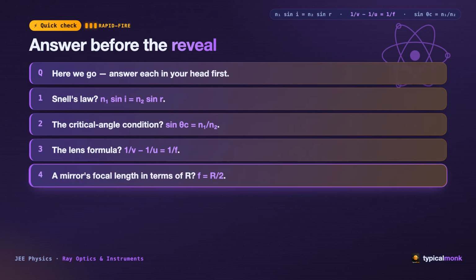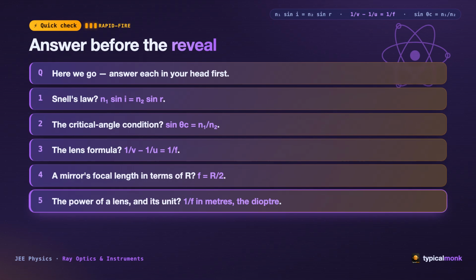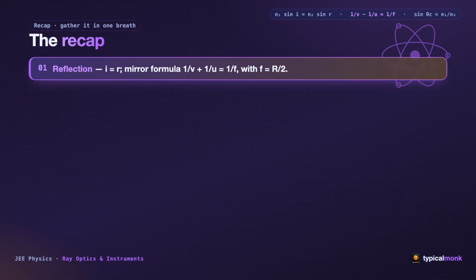Question 4. A mirror's focal length in terms of r: f equals r over 2. And question 5. The power of a lens and its unit: 1 over f in meters, and the diopter. Let us gather it all in one breath.